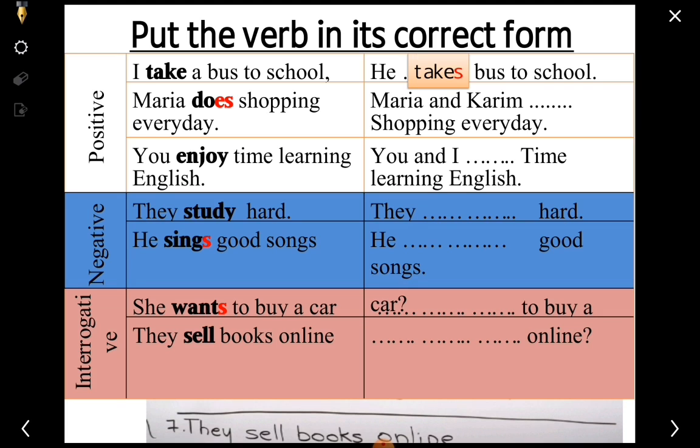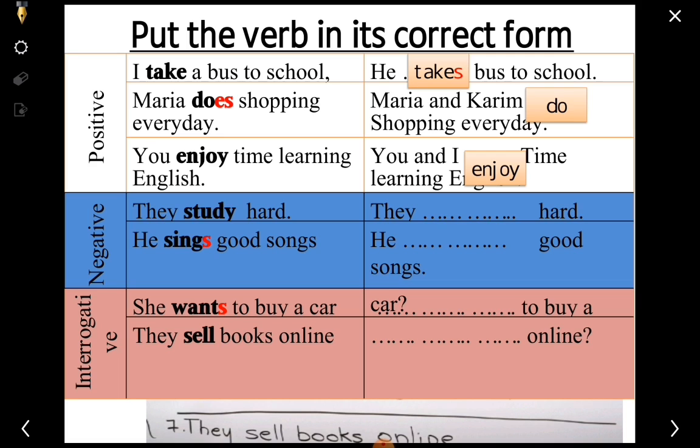Maria does shopping every day. So Maria, but this time we have Maria and Karim. So it's plural. It's they. What should I say? Maria and Karim do shopping every day. Very good. Yes. You enjoy time learning English. We have here you and I, so which is we, you and I. Like we, so we say enjoy, so it doesn't change, of course. You and I enjoy time learning English.